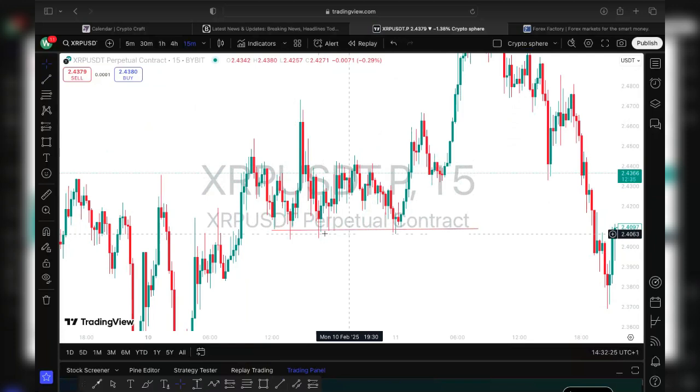These wicks, these rejections, mean that once price gets there, the buyers will take control and they'll pump the market. Once price gets there, they buy or use limit orders or whatever they're using to buy, and the price will go up. It means the buyers are really interested in this zone and they'll keep buying until they are proven otherwise. So this is a valid support level because it fulfills most of the criteria.